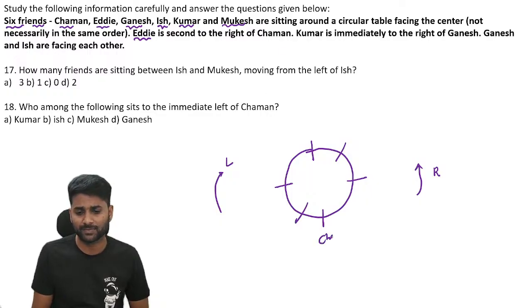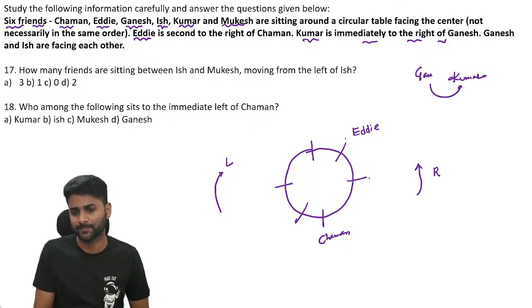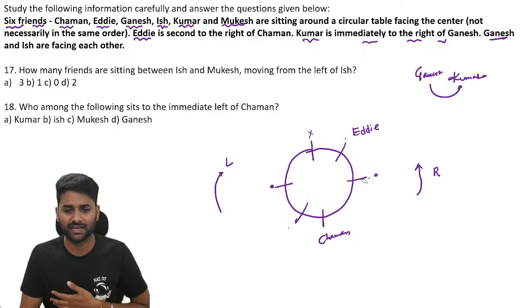Now the point is that Eddie is second to the right of Chaman. Just place one person, Chaman. And Eddie is second right: first right and second right. This is all about Eddie. And Kumar is immediately right of Ganesh. Write the information properly: immediate right of Ganesh. And Ganesh and Ish are facing each other, guys. So we cannot place that pair here and here. This is the perfect position for Ish and Ganesh.